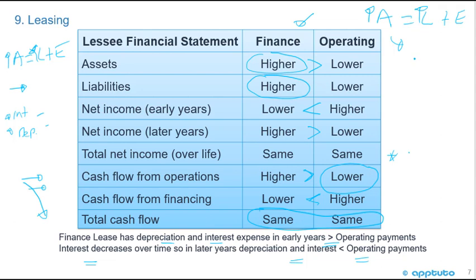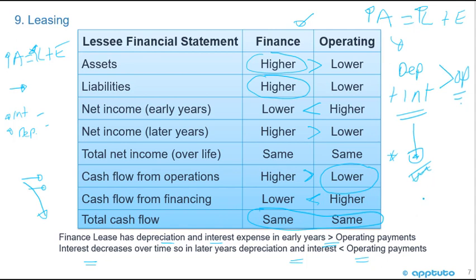Because I'm paying interest. So in the early years, I have depreciation expense and I have interest expense, okay? And that's going to be greater than an operating payment, which is just like a rent. But interest expense comes down as the loan is ground down. So in the later years, I'm going to have a higher net income versus an operating lease, okay? So it takes a little bit of work at the beginning to understand the leases, but at the end of the day, it's not that hard.